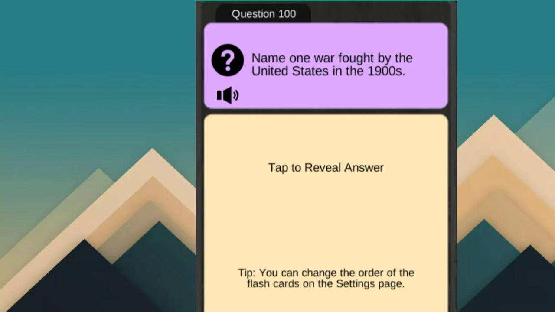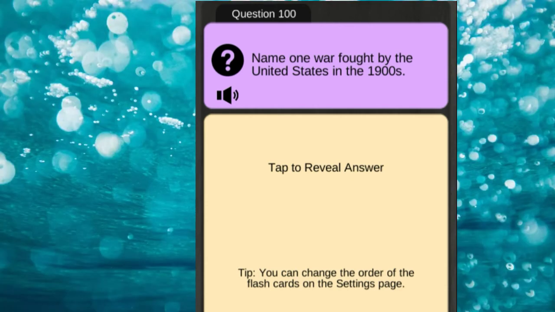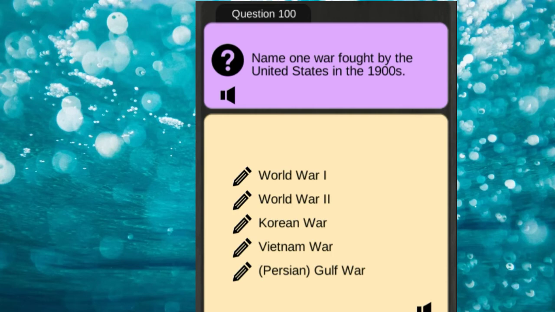Name one war fought by the United States in the 19th. World War I. World War II. Korean War. Vietnam War. Persian Gulf War.